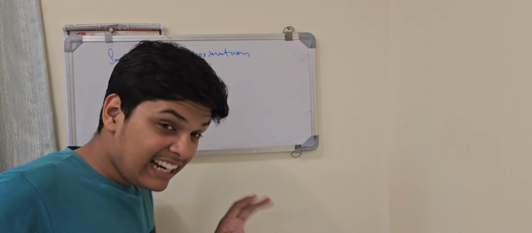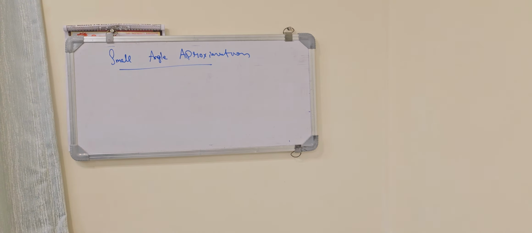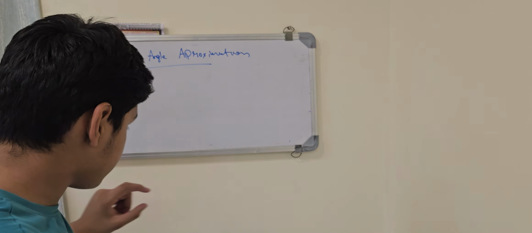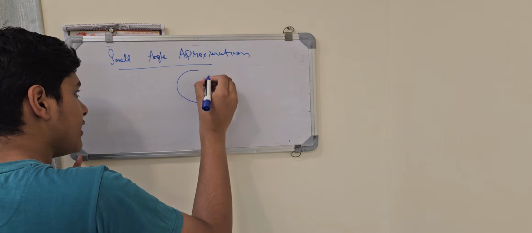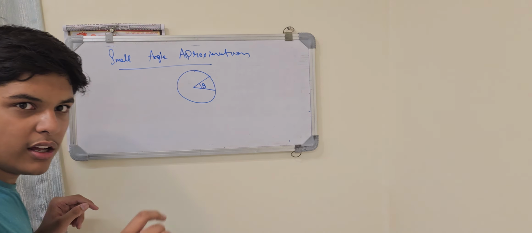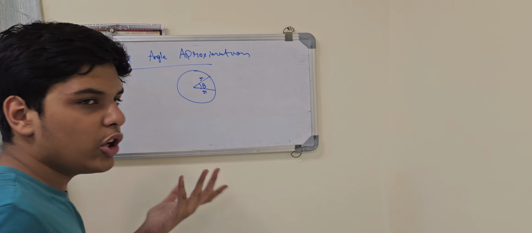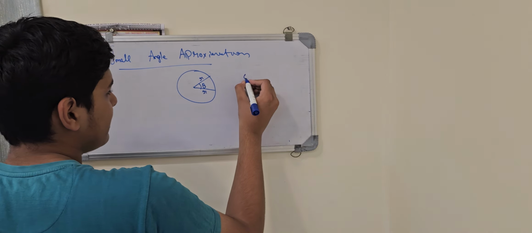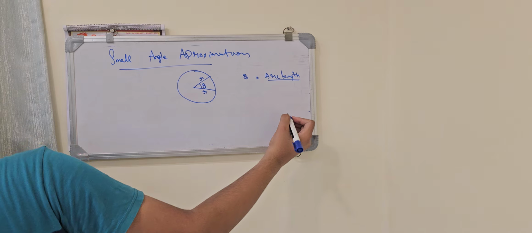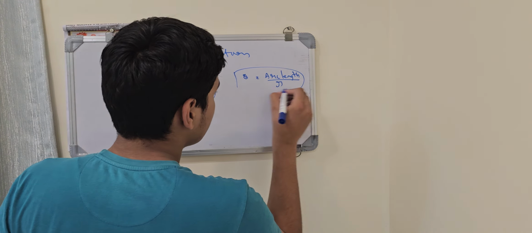Now remember, in the last video I had taught you one concept. This was the circle, this was the center. Now I took a point here, and this is theta. Then this is our radius. I had taught you the same thing. So the theta value was arc length by radius. Theta is equal to arc length by radius.